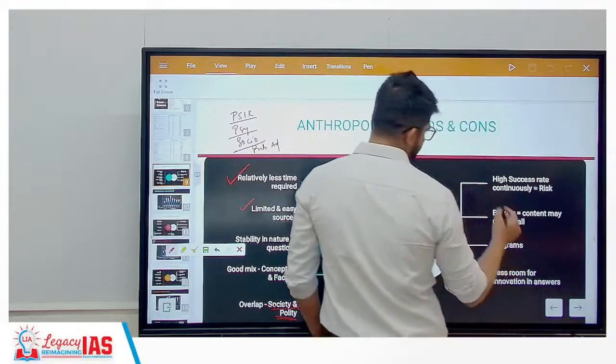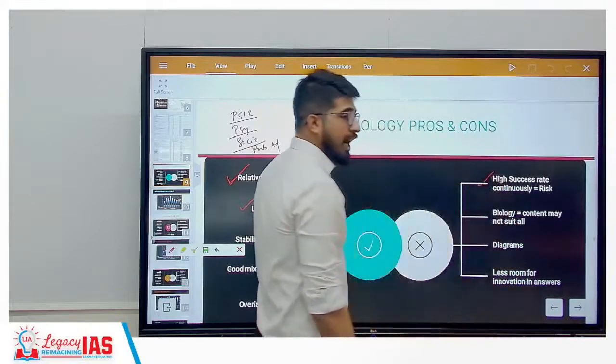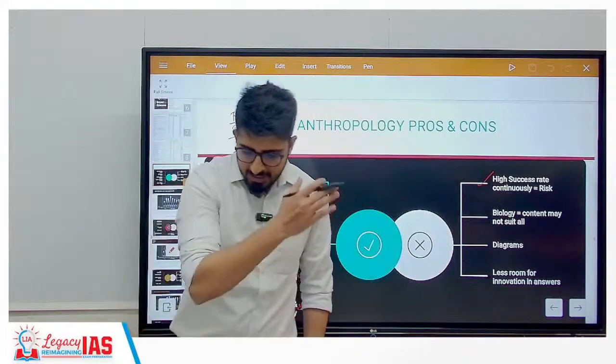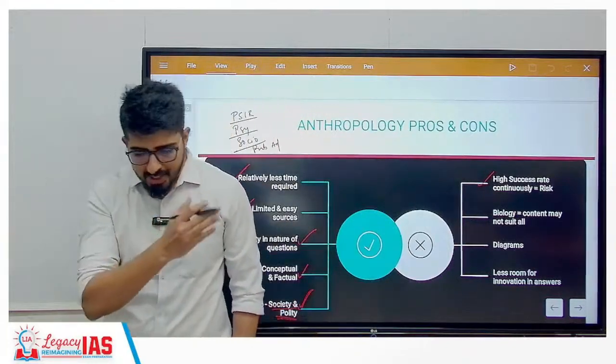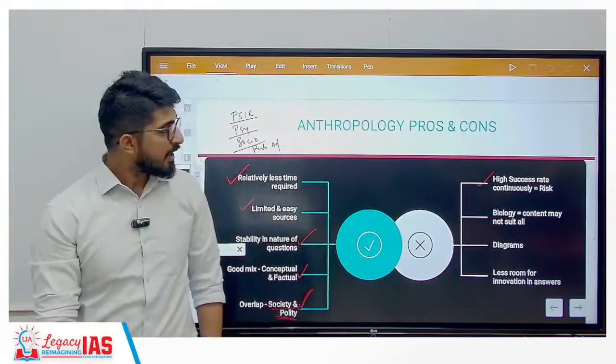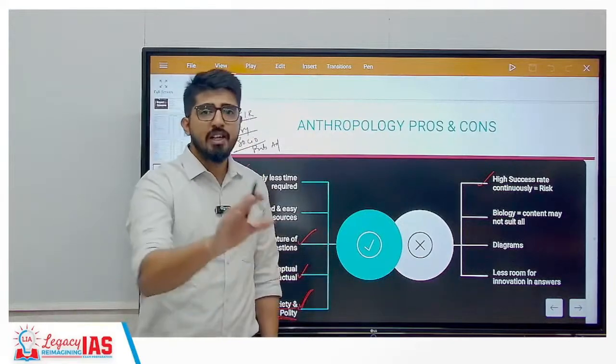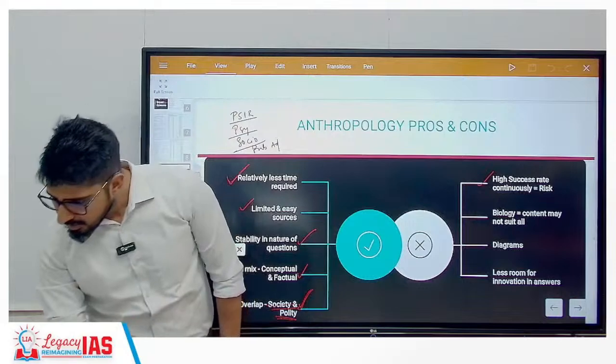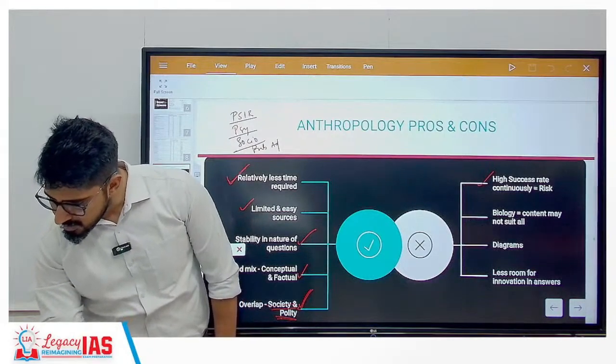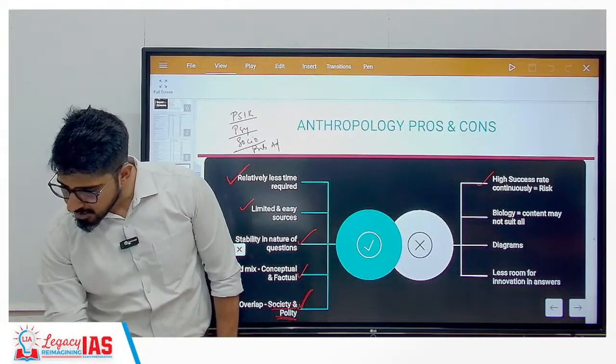Coming to the cons, high success rate continuously. Over the years, when you look at it, anthropology has been doing well continuously. Because it is doing continuously well over a period of time. Sir, what if I have interest in a certain subject and I have zero background in it? Can I still choose it?